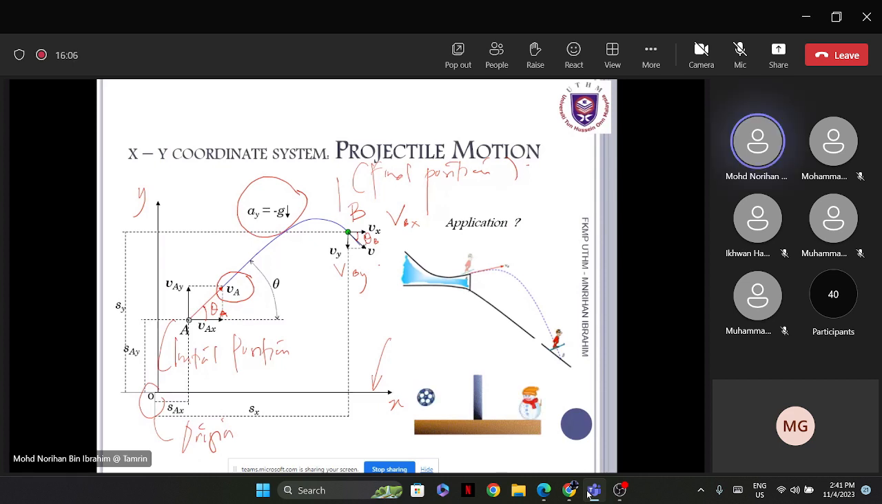Establishing the positive sign convention means that any motion to the rightward is positive for the x, and any motion to the upward, vertically upward, is positive. So that is the positive sign convention. Once you consider all this, the next step is you need to apply the constant acceleration equations.